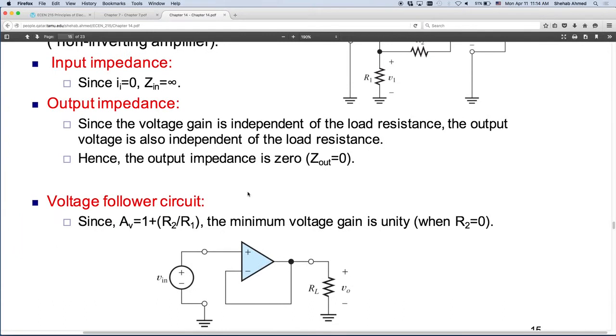So we did this example as well where we made R2 equals 0. So we created a voltage follower circuit. If you put R2 as 0, you're following your input. The output is equal to input, or the gain is equal to 1. Right? What's the benefit of this circuit? If my gain is equal to 1, why don't I just take my output and connect it to my load? Why don't I do that?